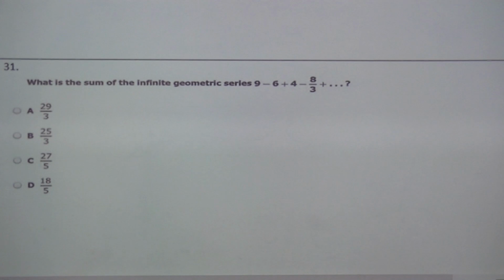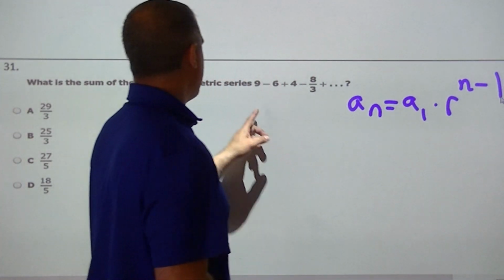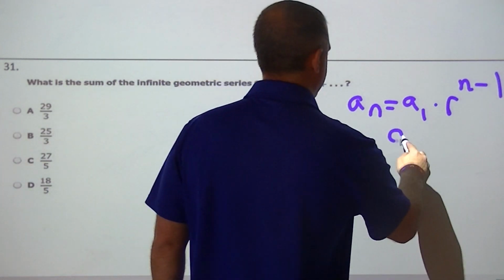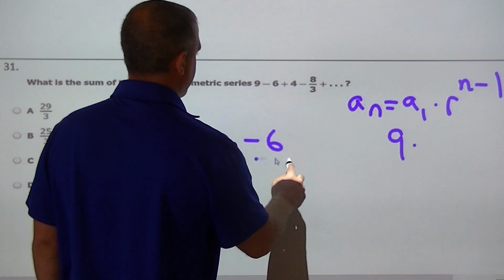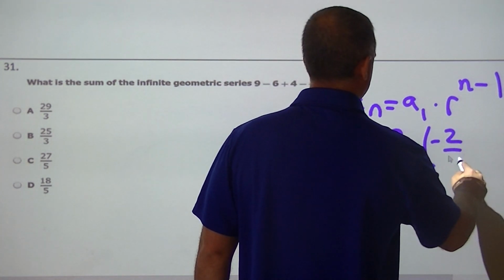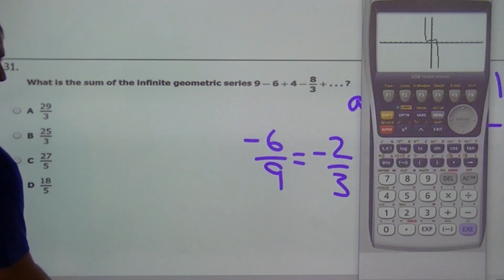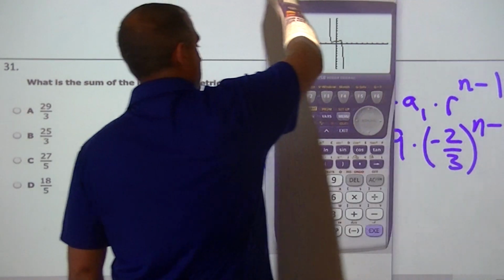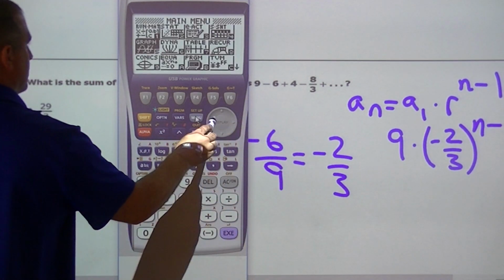Okay? An infinite series question. What we have to have an idea of is that it's going to be a1, since it's geometric, times r to the n minus 1. Well, the a1 is 9. The r, the way you figure that out is negative 6 divided by 9, which will be negative 2/3. So since it's a fraction, I'm going to do something like that. n minus 1. So that is my formula. I know that's a little tricky with that negative, but you got to divide the second by the first. Second by the first.